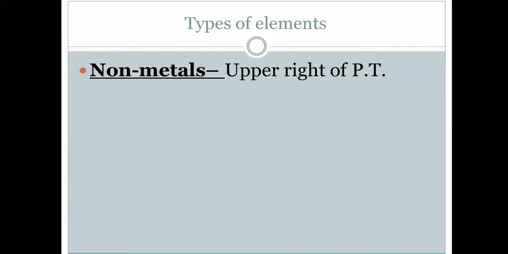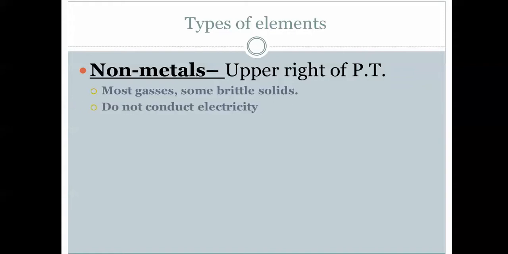Nonmetals are, for the most part, in the upper right of the periodic table, the upper right corner. Most of these are gases. Some of them are brittle solids, so non-malleable solids, like sulfur, for instance. Nonmetals have low electrical conductivity, and they tend to form negative ions, which are called anions.